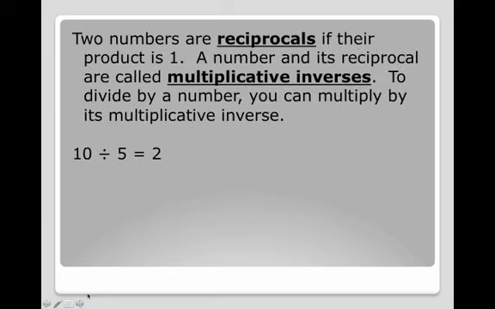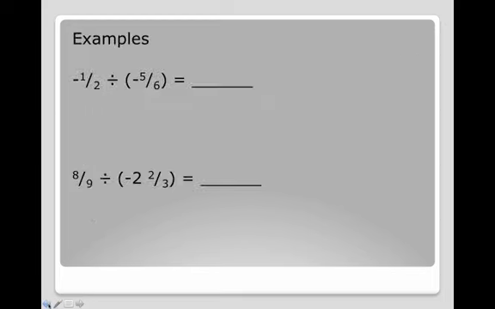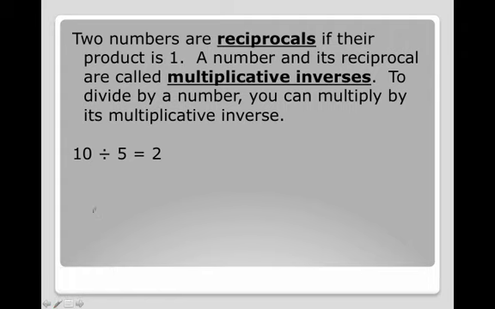Here we go. 2 numbers are reciprocals if their product is 1. If I take 2/3 and 3/2, and I multiply those, notice I get 6/6 or 1, right? So these are reciprocals. I've just flipped the numerator and the denominator.